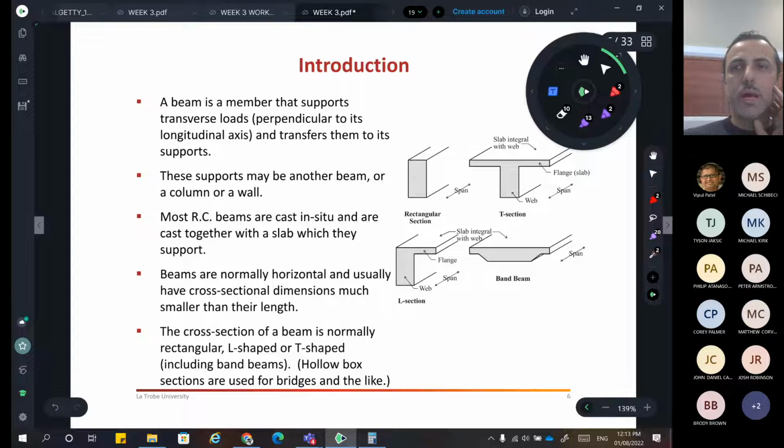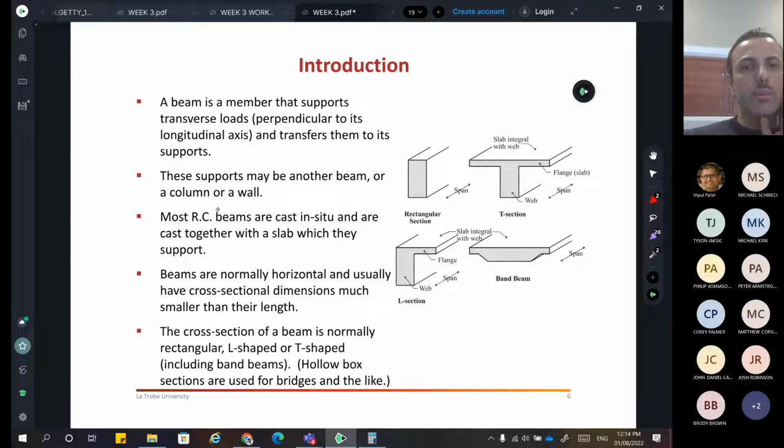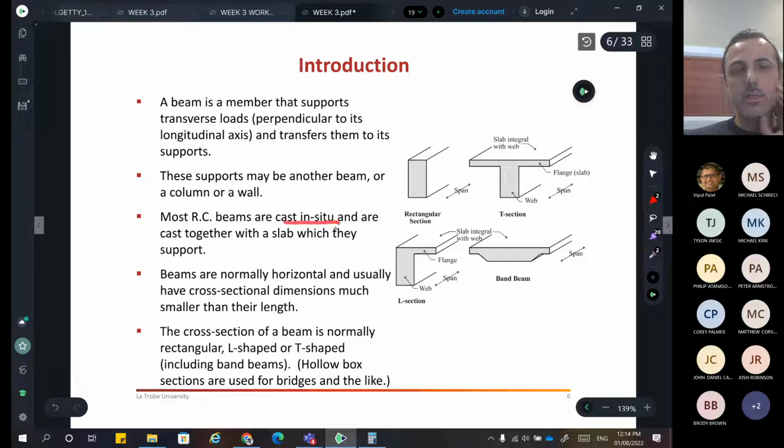So the second point we have here was about, yes, those beams typically are supported on another beam, or they can be supported on a column. We talked about this last year, if you remember, when we talked about steel beams. It's just the same thing. Now, reinforced concrete beams can be cast in situ. So what does that mean?